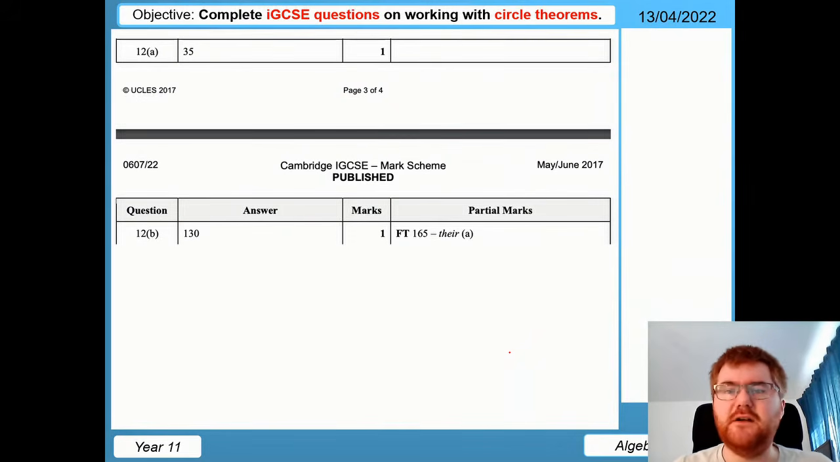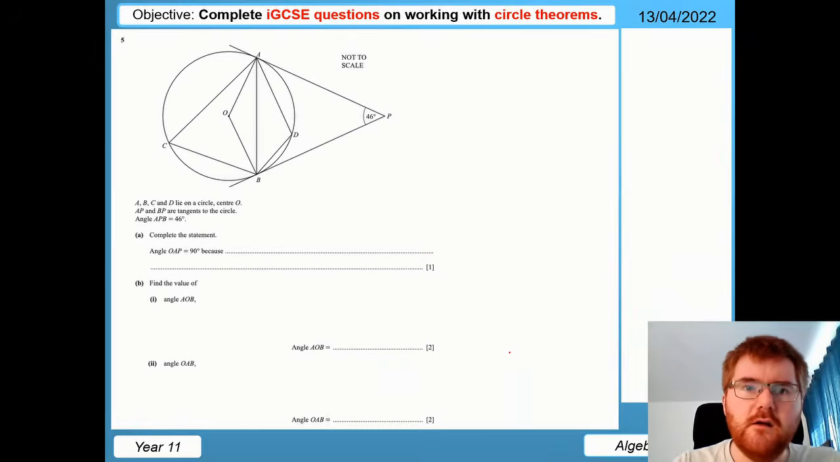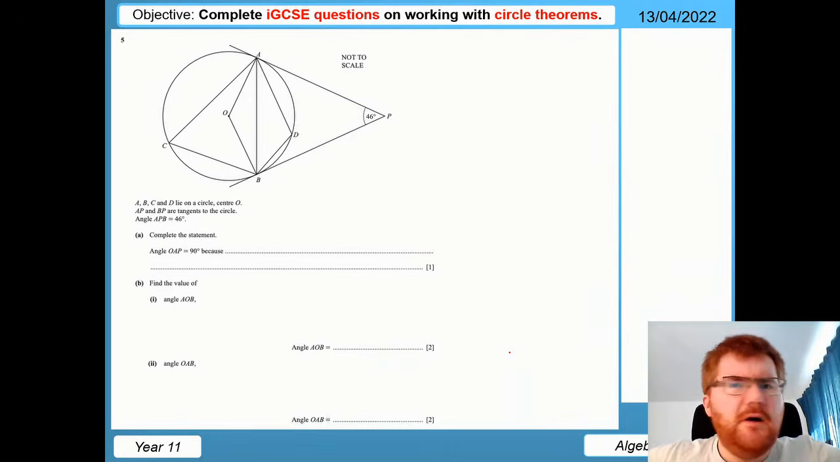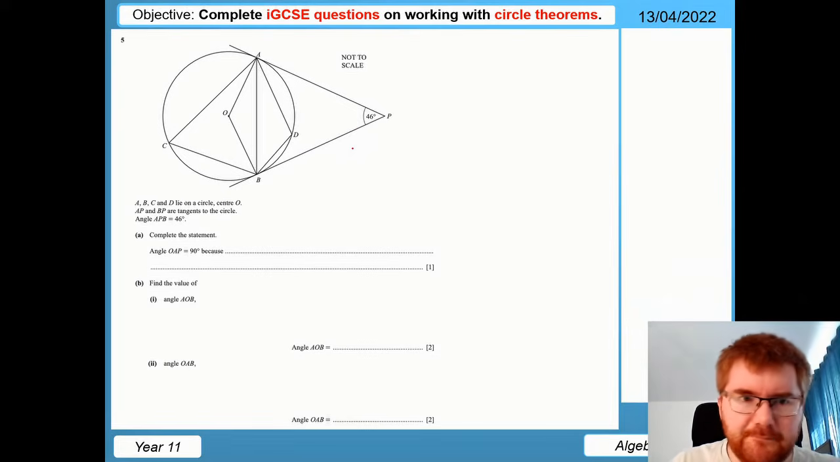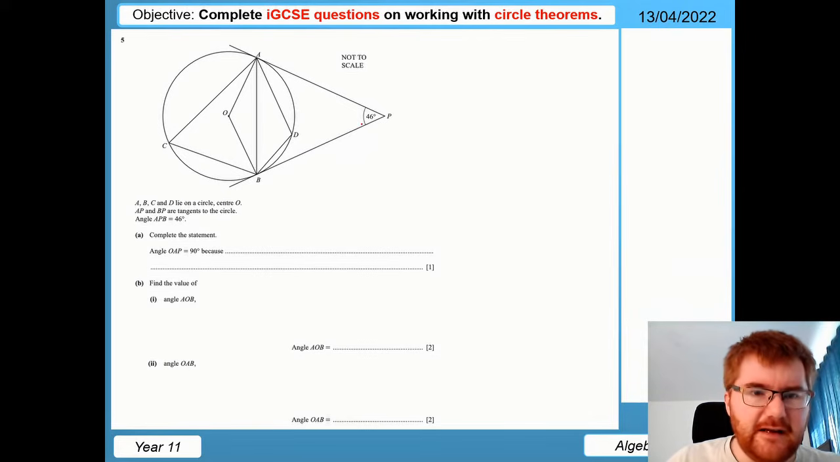Another short answer question. So again, you can check the mark scheme. Again, this comes from a 2017 paper on the 0607 course. All right, let's go on to a much more in-depth question. So this is your typical paper 4 question, whichever course that you're doing. A, B, C, D lie on a circle, center O. AP and BP are tangents to the circle.